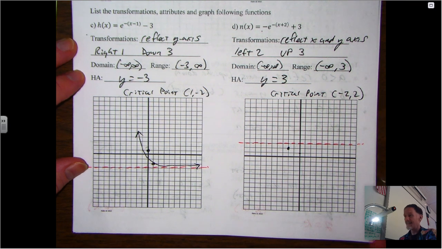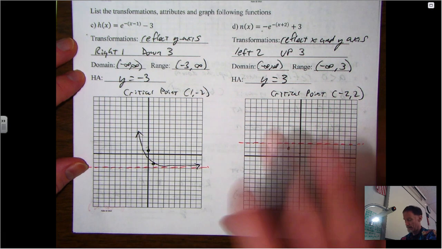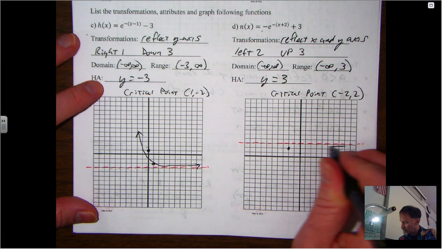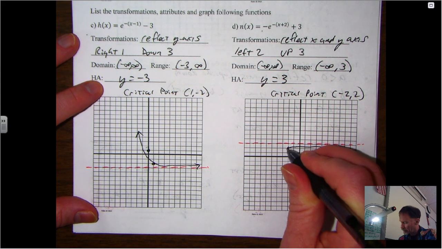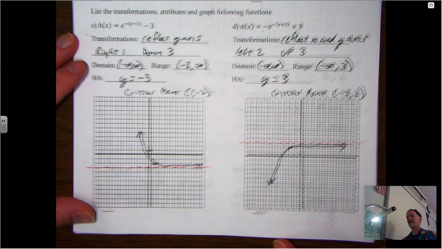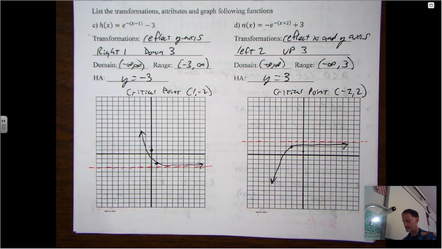Okay? And then think of it in terms of being upside down and backwards. So this was the backwards graph right here. So I can just make it upside down. So now it's going to be asymptotic here, but then going down. So asymptotic here, going through my critical point, and then pretty steep going down like that. And that is graphing exponential functions.